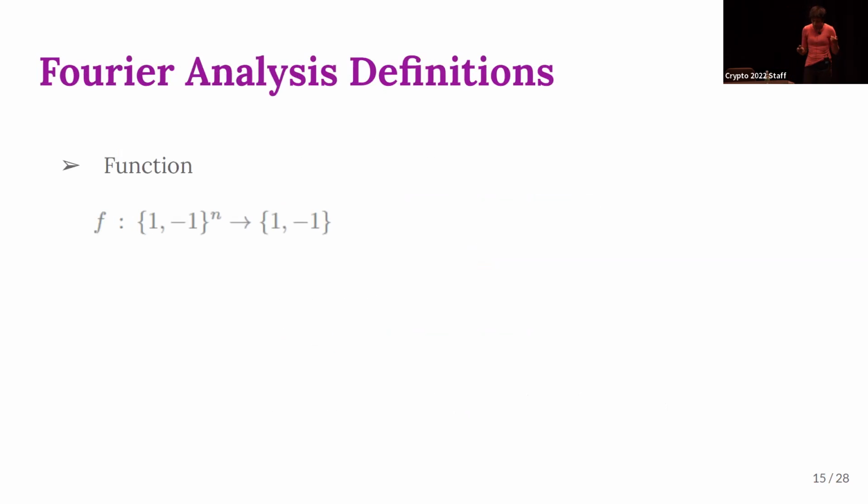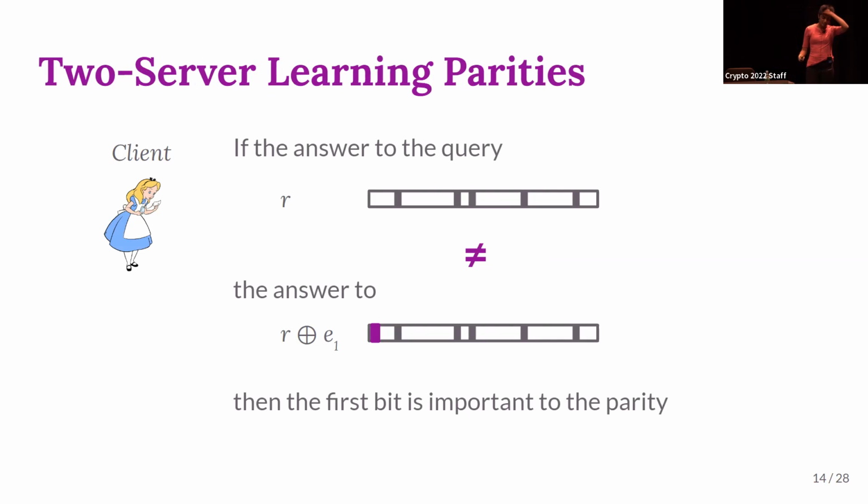Okay, so now I have explained how to learn one parity, but I mentioned that Fourier sparse functions are a linear combination of a few parity functions. And so now we have to extend this idea to the Fourier sparse functions.